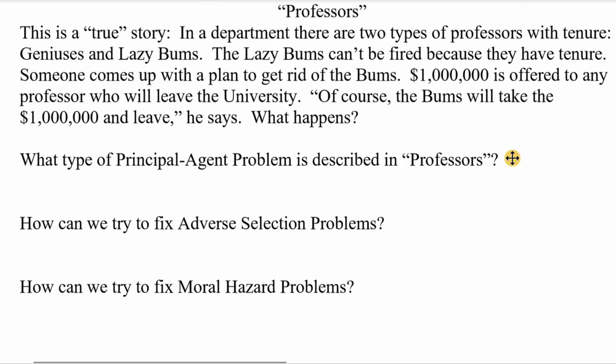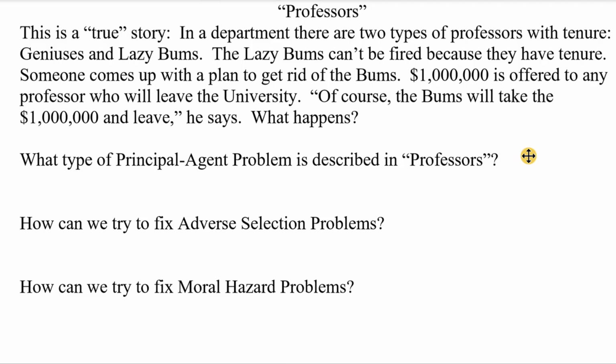All right, let's think about the choices of these two types of professors. Suppose I'm a genius. I'm already making a pretty good salary. The whole world knows I'm a genius. I'm writing books all the time. I'm famous. I'm bringing in grants. What if I took the $1 million? Would I be able to get another job somewhere else if I resigned from my current job? Absolutely, right? I'm famous and I'm a genius and everyone knows that. So I might take the $1 million and leave and then just go get a better job at a competing university.